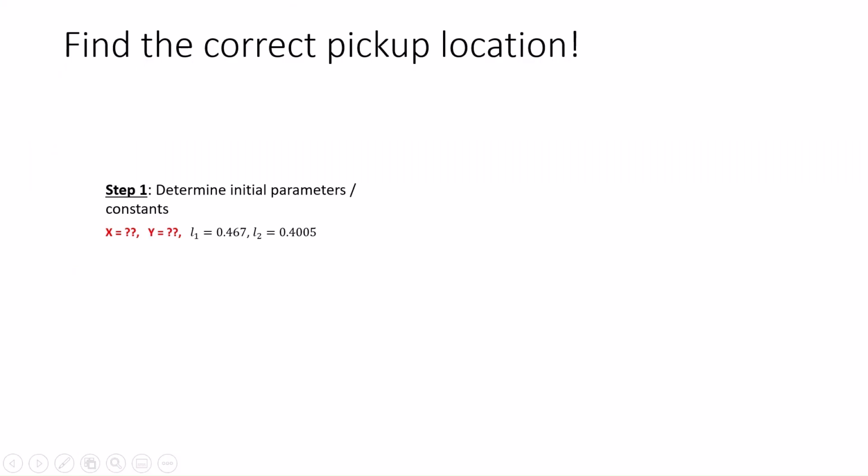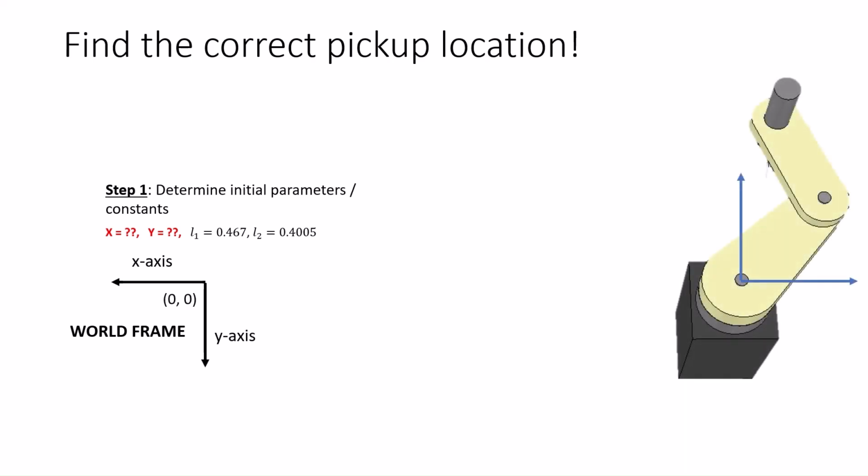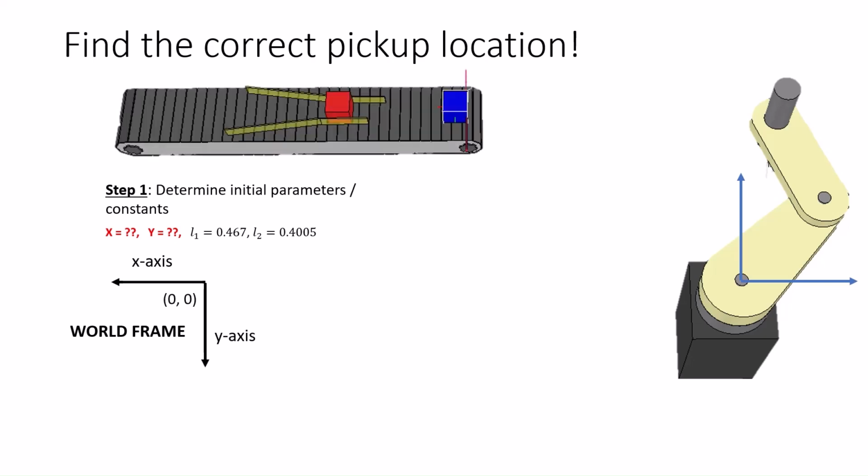Okay, so let's try to find the correct pickup location. The first step is to determine the initial parameters or the constants needed for our calculation. So the world frame is 0, 0 as known. And we know that the robot is at that location. It has its own robot axis. And the location of the pickup should be at the blue box. If we click on that, as done in the simulation, we find it is minus 0.187 and minus 0.5612.